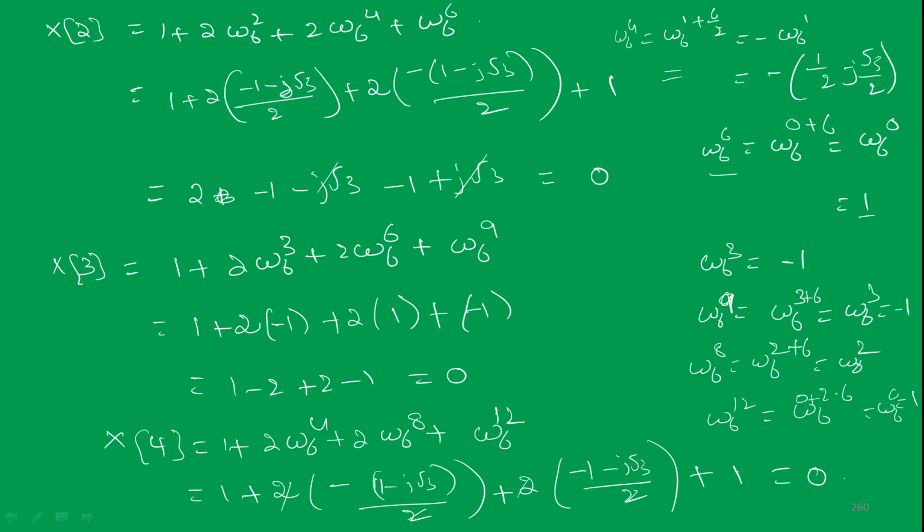Now coming to the last value. X of 5 is equal to 1 plus 2 W6 power 5, 2 W6 power 10, plus W6 power 15. Now 1 plus 2, what is the W6 power 5?